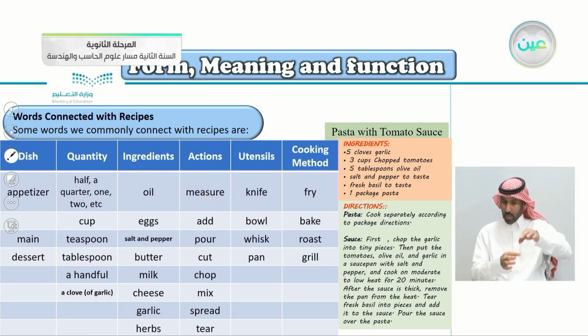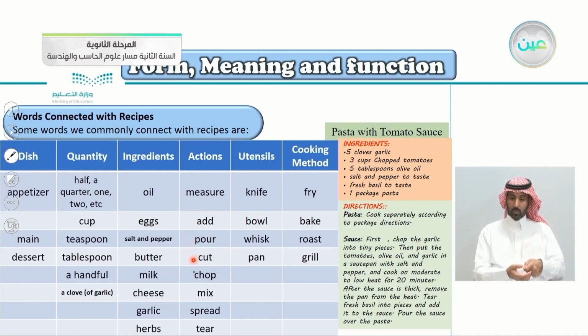You measure 1 gram, 2 grams, 1 kilogram, and so on. You add things together. You put things together. You pour, especially the liquids, of course. You pour oil or milk. You cut the vegetables or chop, of course. Then you mix, spread, tear, and so on. So these are the actions you do while you are cooking.